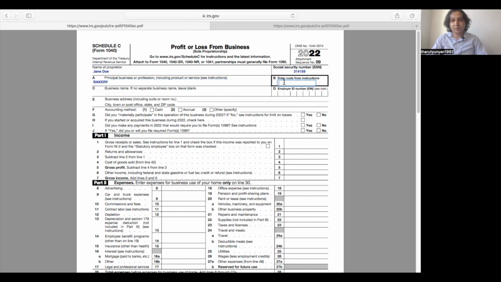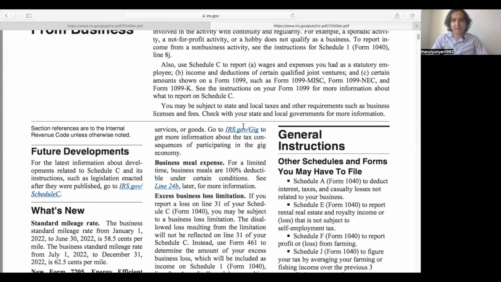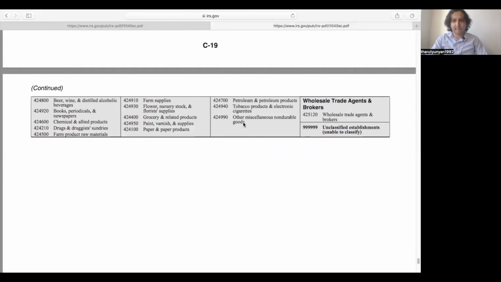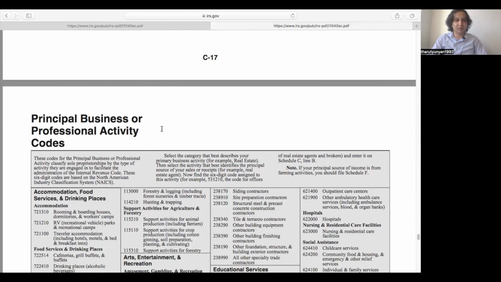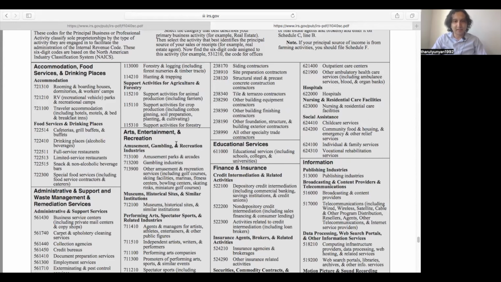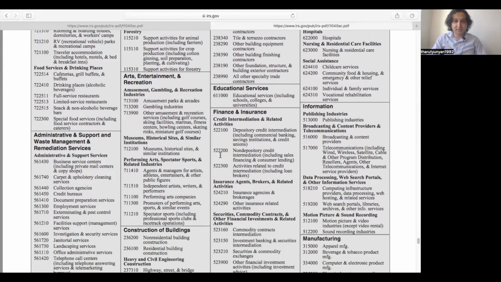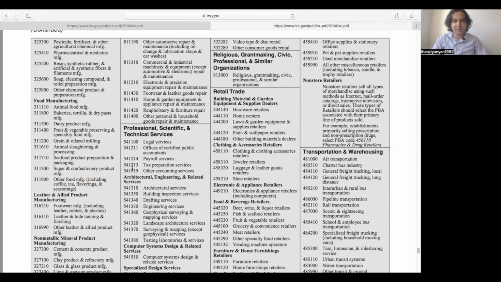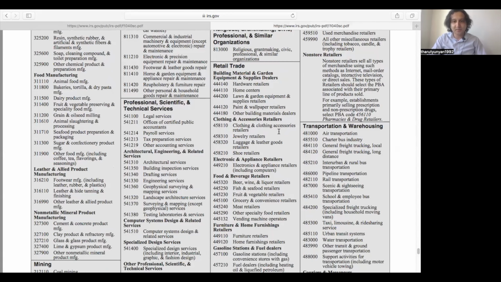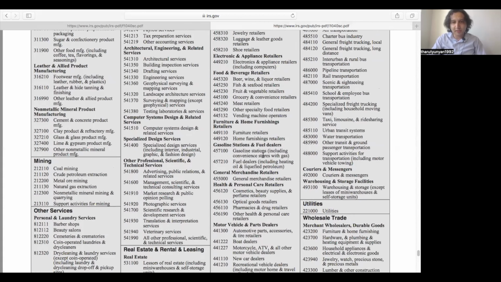Now, enter codes from instructions. Now, this is the first time we'll be using the instructions. So let's open the file. Let's go back to the business codes. At the very bottom of the instructions, you see principal business or professional activity. So from here, you can select one that better conforms. Now, it doesn't have to be an exact match, so just do your best to find it, right? So if it's a bakery, if it's retail, you can probably look up somewhere here, right? You can try.